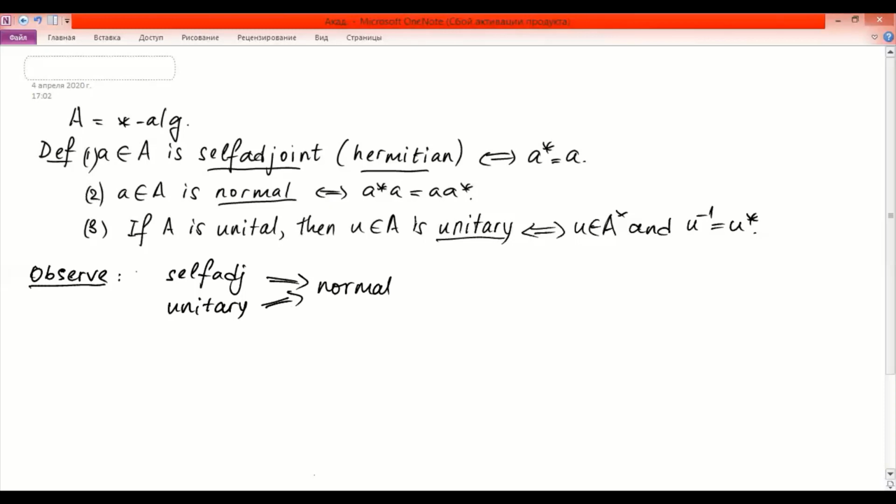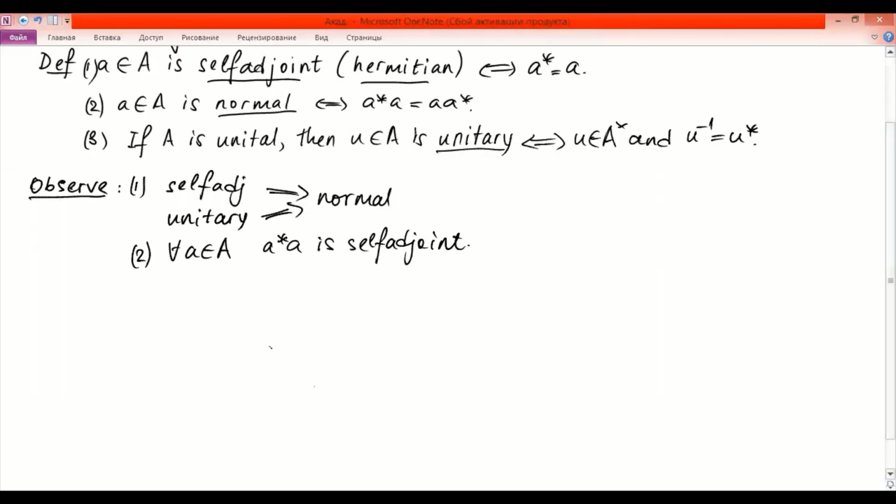And one more simple observation is that for each element a in A, the element a star a is self-adjoint. Well, this is kind of trivial, but this observation is very useful. So we will use this fact many times. Here's a couple of examples.